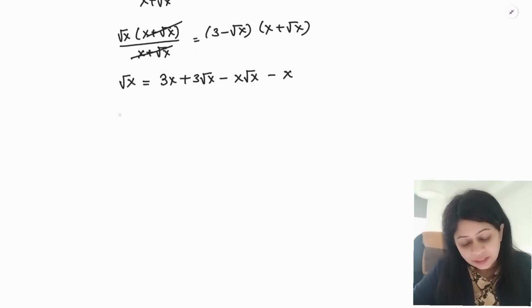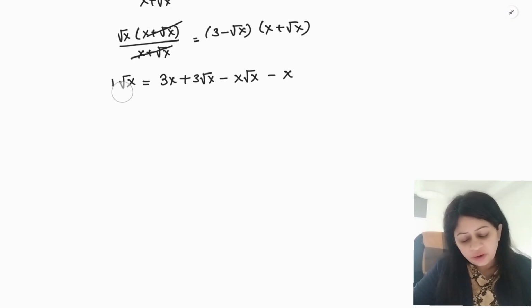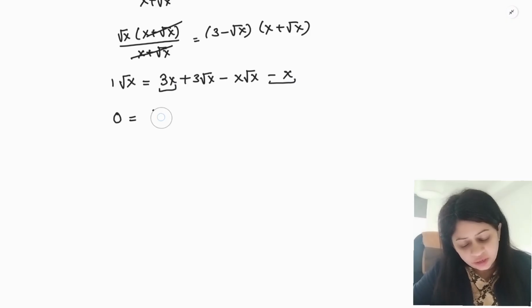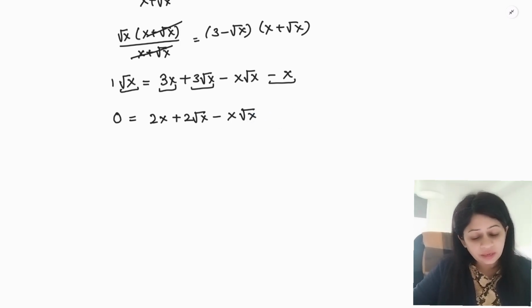As we can see here, this is 1 root x. So what if I take this root x to the right hand side? Here we will be left with 0. Here we have 3x minus x, that will become 2x, right? And this 3 root x minus this root x will become 2 root x, minus x root x is equal to 0.